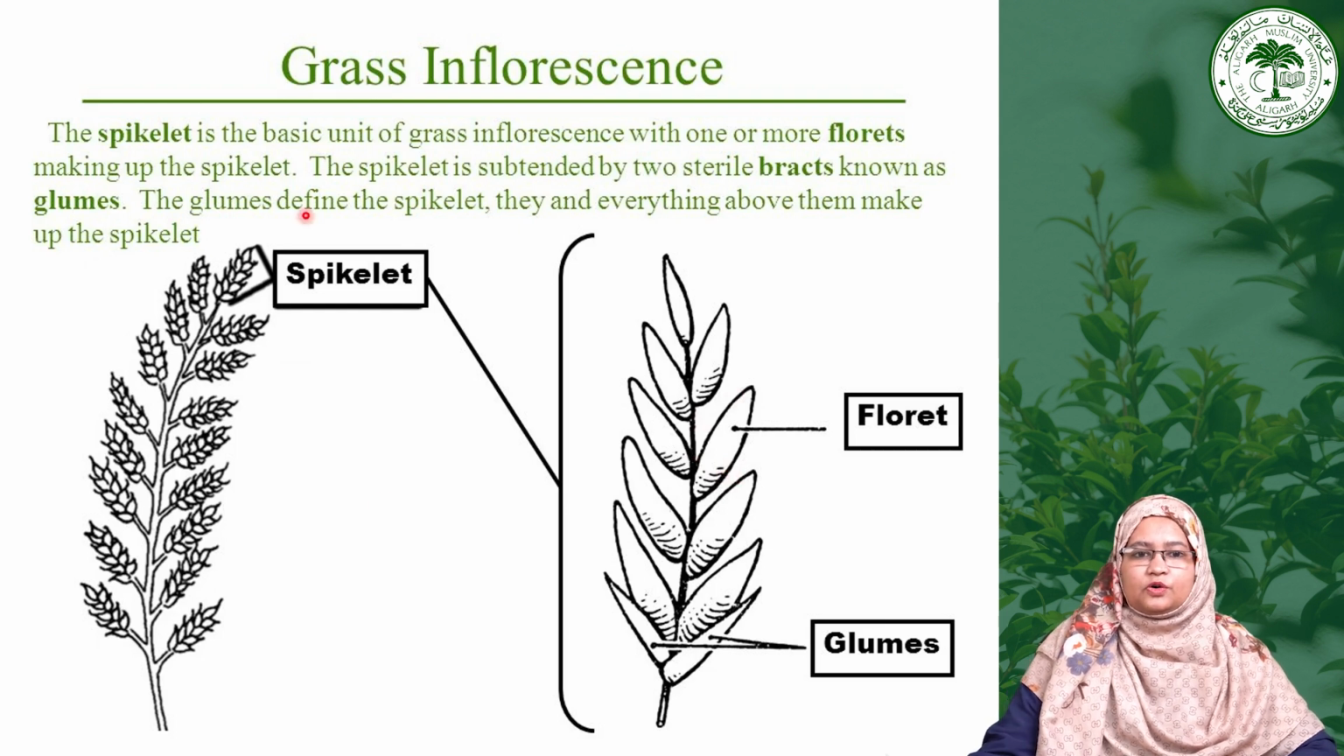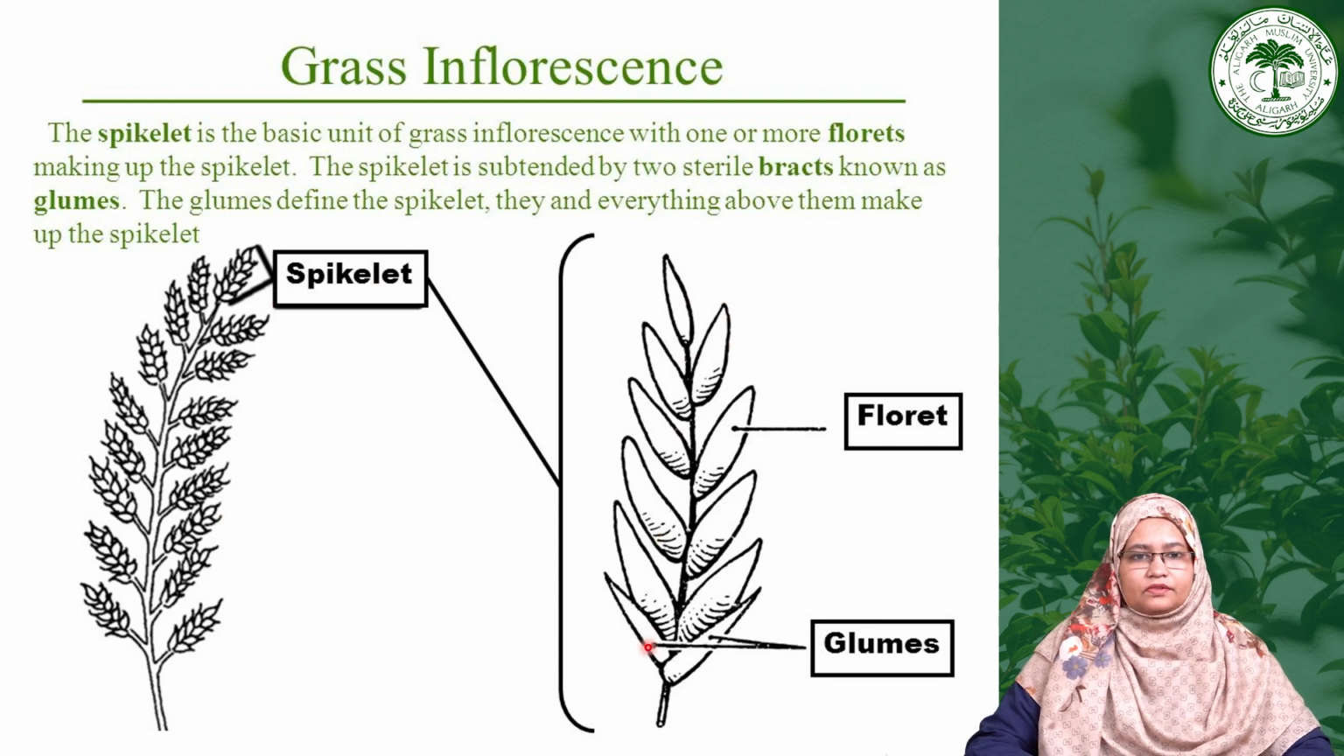So here the glume defines the spikelet. At the base of the spikelet there is a glume. That's why this particular family is called Glumaceae. At the base of this particular spikelet is a glume bract, showing that it subtends the floret structure. So this is the spikelet, which is one of the characteristic features of the Graminaceae family, Gramineae or Poaceae family.